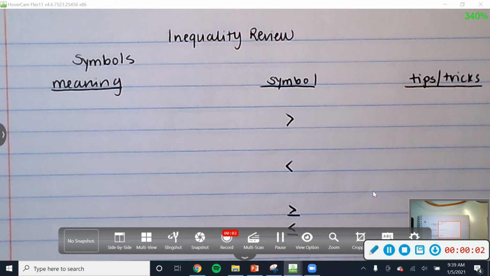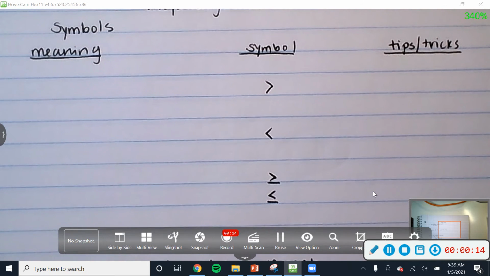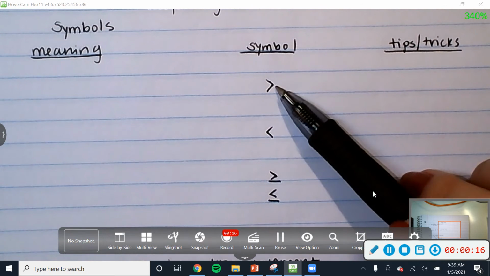So this is going to be a quick review on inequalities. We're going to go over the symbols. We're going to go over some graphing today. So to review, we should know what each of these symbols means. So we're going to start at the top one right here.